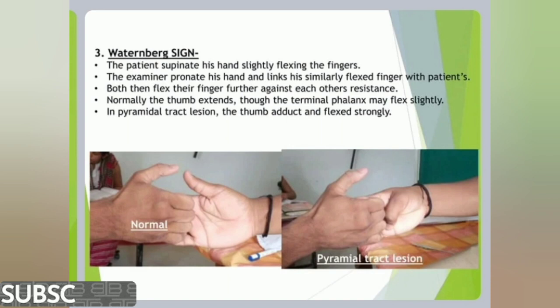When the patient supinates his hand, slightly flexing the fingers, the examiner will pronate his hand and link his similarly flexed fingers with the patient's. Both then flex their fingers further against each other's resistance. Normally the thumb will extend through the terminal phalanx and may flex slightly, and this is Wartenberg's sign. In a pyramidal tract lesion, the thumb will adduct and flex strongly, as you can see in this picture.